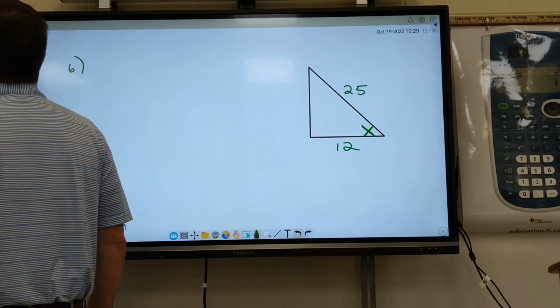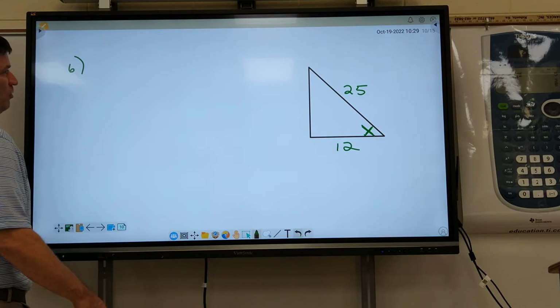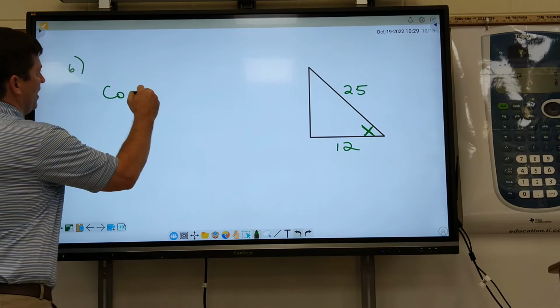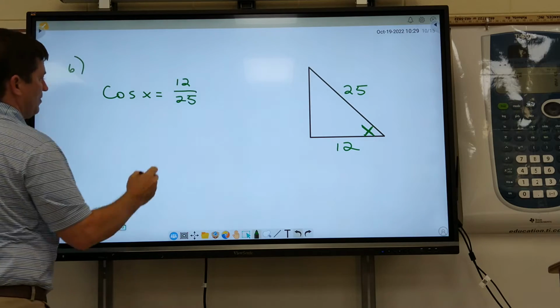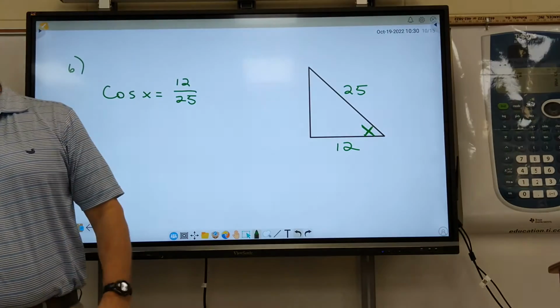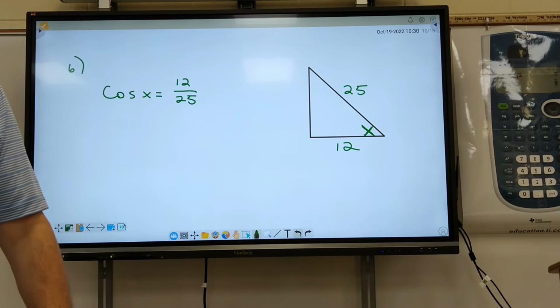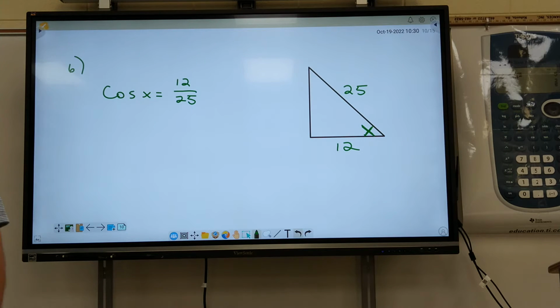Which formula? Cosine. That's the only one that will work. So I got cosine of x equals adjacent on top, hypotenuse on bottom. Now, how do I solve it? Cosine -1. And anytime you do cosine -1, you gotta do degrees and minutes. All right, go.